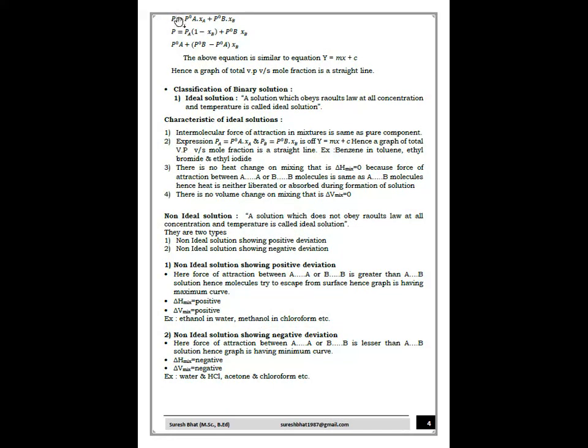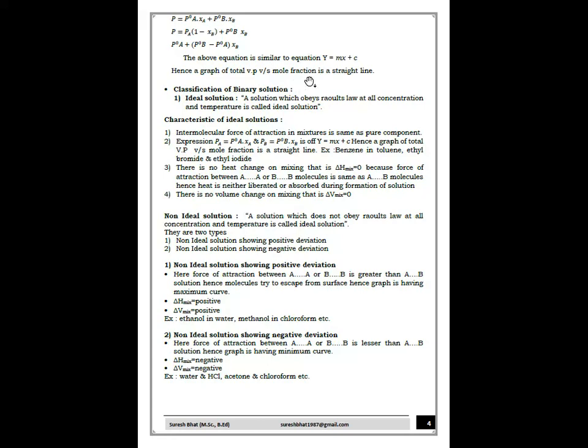So you can see here the earlier term I have taken: total pressure is equal to P naught A into the mole fraction of A plus P naught B into the mole fraction of B. Now substitute the value: what is the mole fraction of A? That is 1 minus the mole fraction of B. Now what will be the final expression? P naught A, multiplying everything, plus P naught B minus P naught A into the mole fraction of B. The above equation is similar to y is equal to mx plus c. So hence we get a straight line when we plot a graph of vapor pressure versus mole fraction.